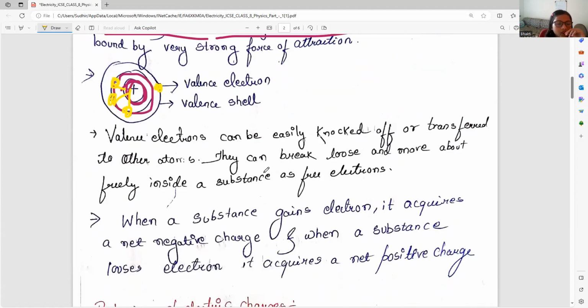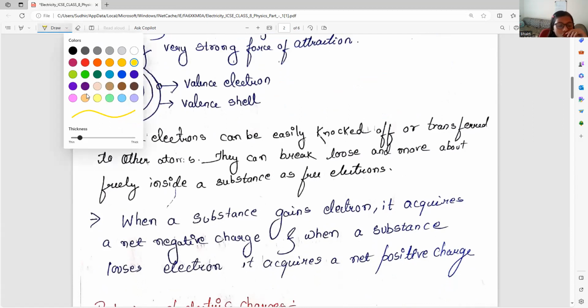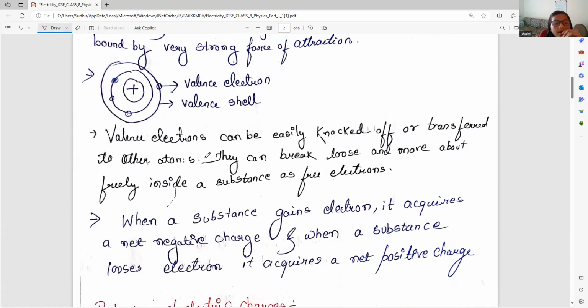Okay. So erase it. Valence shell. Valence electrons can be easily knocked off or transferred to other atoms. We all know that. They can break and move freely inside the substance as free electrons. They can easily move, easily be transferred and easily be knocked off.